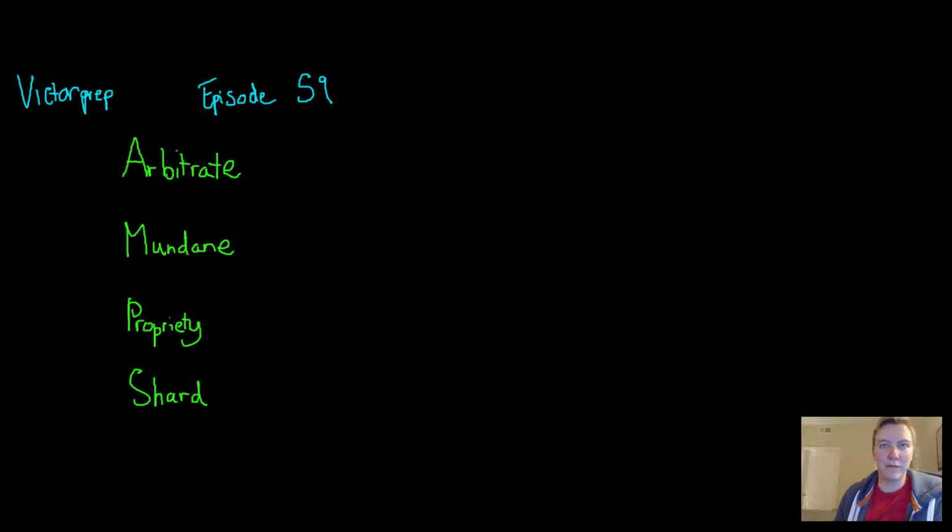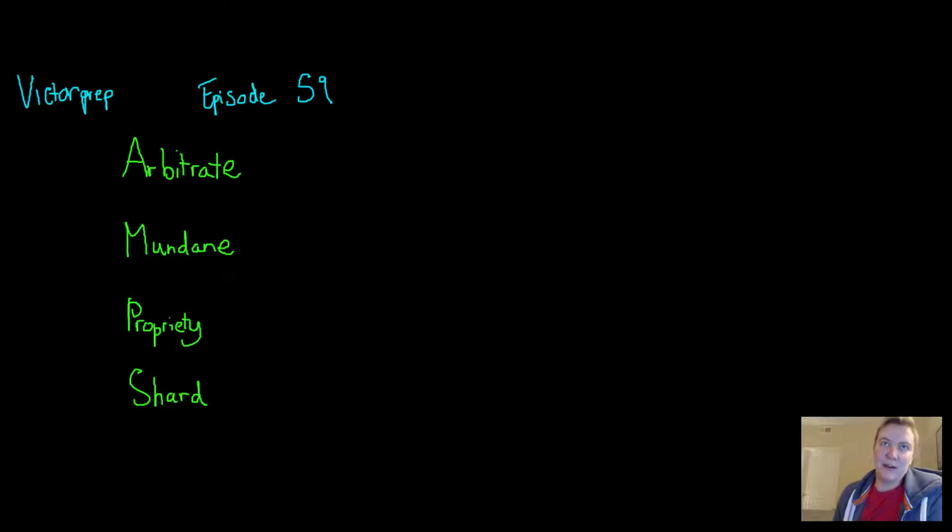So we're going to do 4 words today, and those words are arbitrate, mundane, propriety, and shard. And we're going to work through them, we're going to do the definitions, we're going to do examples of using them, we're going to do some synonyms too. So yeah, let's get started with arbitrate.